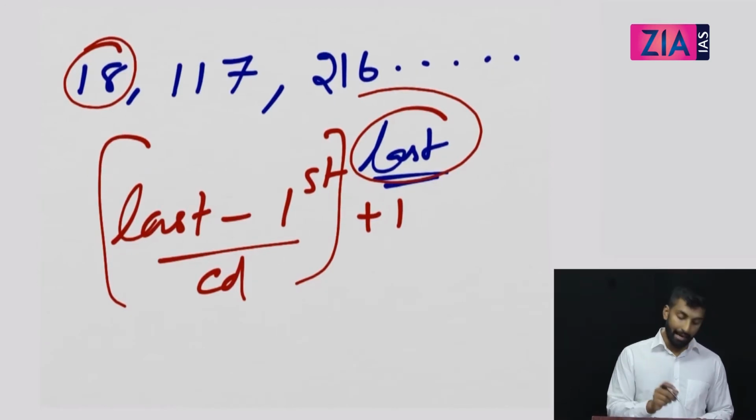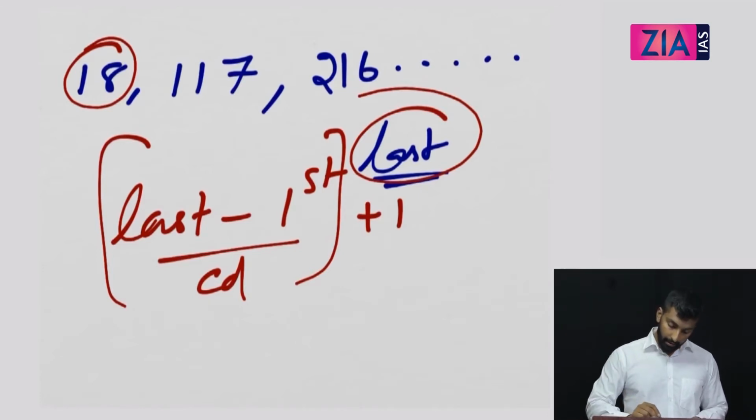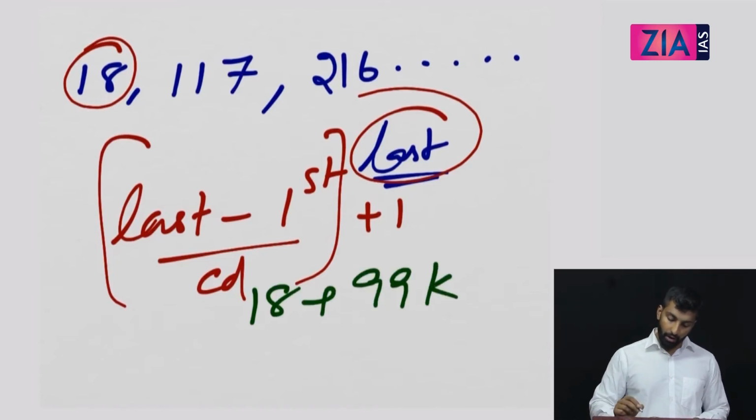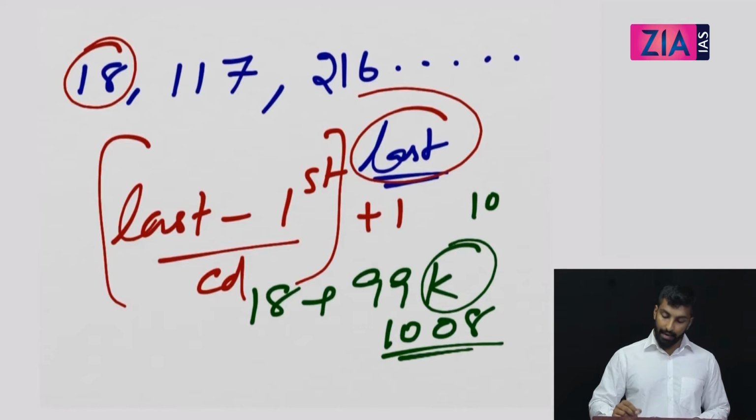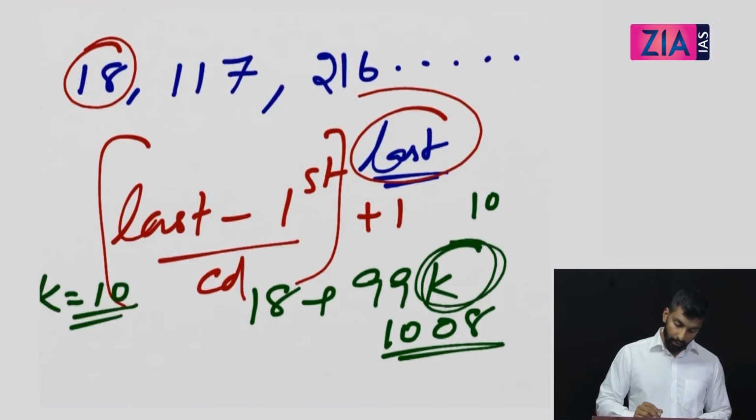Or rather than finding the last term and all, what you can do is just put k equal to 10 here. This is just random, you are randomly putting a value, right? See, this is 18 plus 99k, right? Now you put k equal to 10. What you'll get? 990 plus 18, that is nothing but 1008. That is greater than 1000. So I'm looking for a number less than 1000. So if your k is 10, what does it mean? K is actually n minus 1, right?